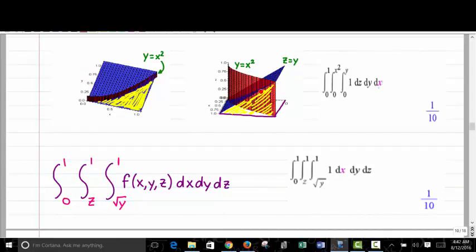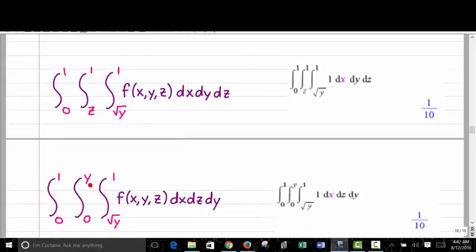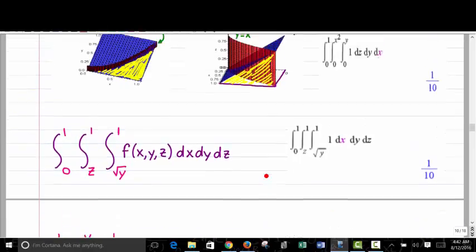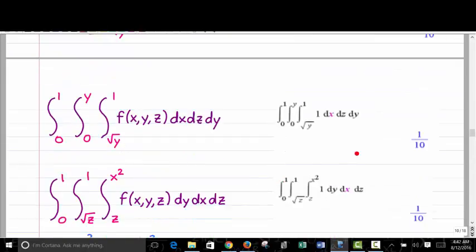So if z equals y like this, you're going from the base, which is 0, to a height of y. So z is going from 0 on the bottom up to y. So that gives you a 0 and y here, and then y would go from 0 to 1 to the edge. And that also produces a 1 over 10.